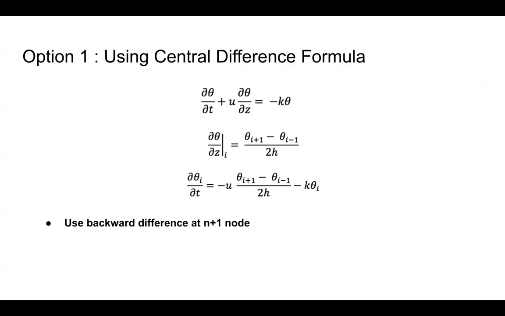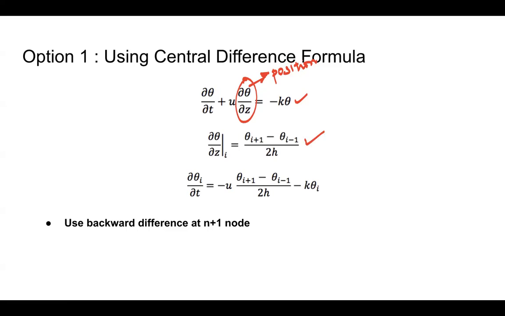So this is the equation that we have: dou theta by dou t plus u dou theta by dou z is equal to minus k theta. This portion, that is with respect to position, I convert into the finite difference form. This is a central differencing equation. If you remember, theta I plus 1 minus theta I minus 1 by 2h. This is central differencing for the first derivative. Earlier we saw central differencing for the second derivative. So that's theta I plus 1 minus theta I minus 1 divided by 2h. I hope this is also clear to you. Let's put this back into the equation.